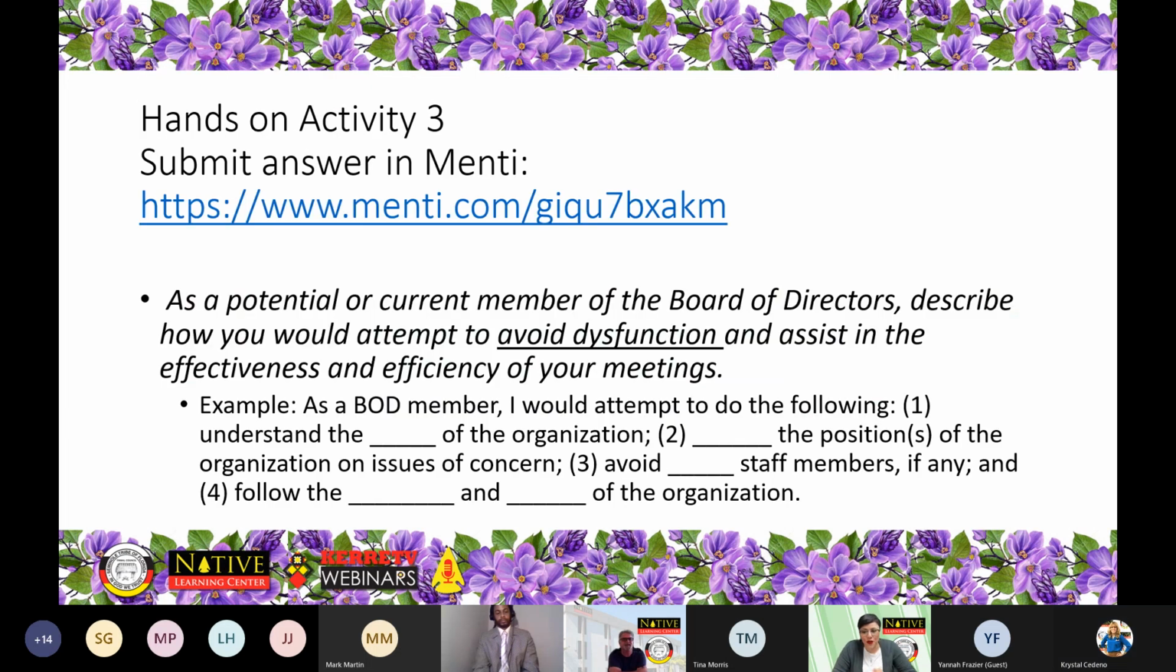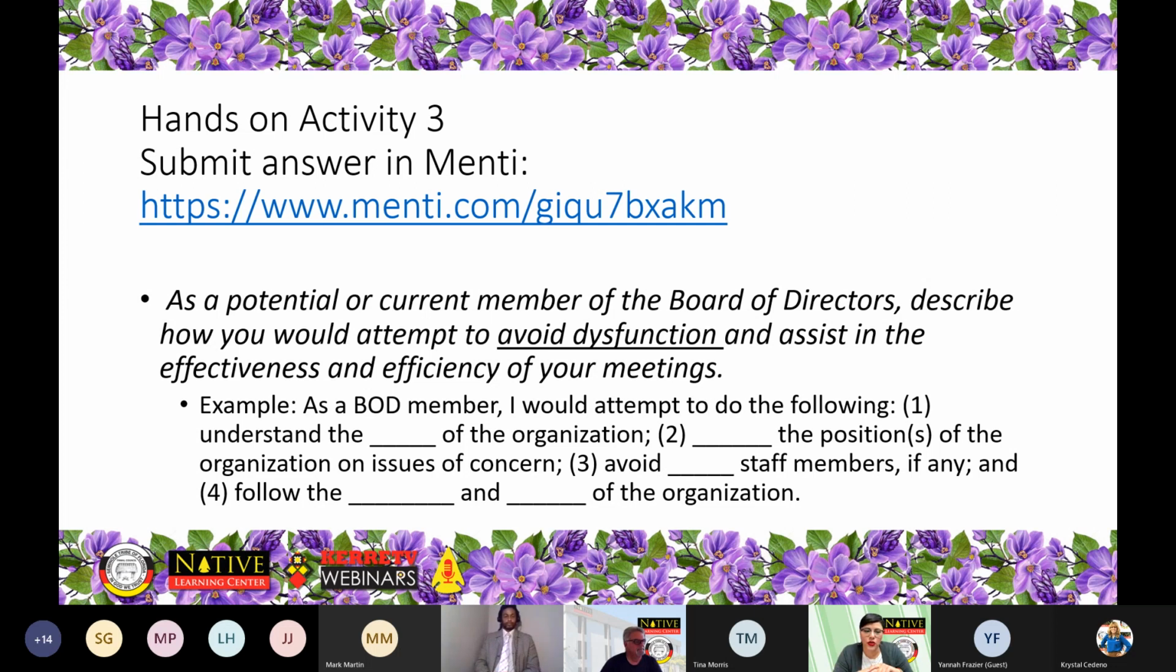Okay, guys, so we're almost at the end of this workshop today. So we're going to start our hands-on activity number 3. This one's going to work a little differently. I'm going to put a quick link in the chat. If you click on that, all of your answers are going to get displayed outright.